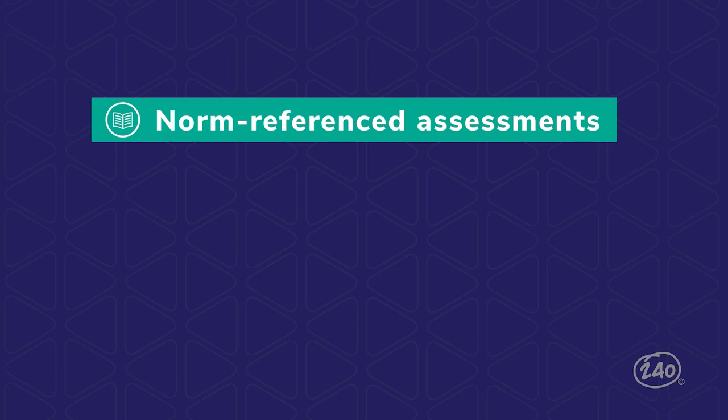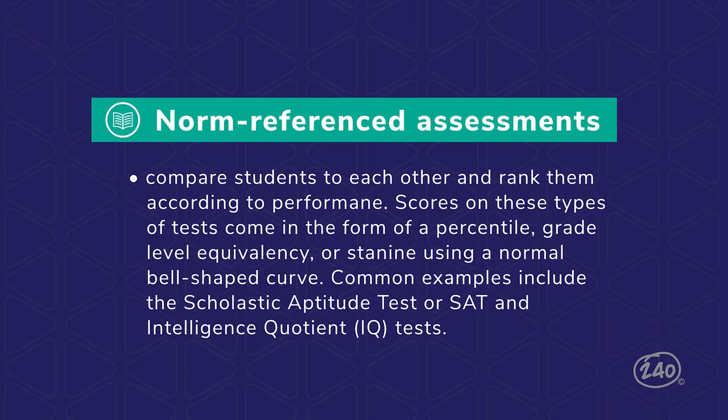Norm-referenced assessments compare students to each other and rank them according to performance. Scores on these types of tests come in the form of a percentile, grade-level equivalency, or stanine, using a normal bell-shaped curve. Common examples include the SAT test or IQ test. In other words, criterion-referenced assessment looks at how students perform against a set criteria. Norm-referenced assessment looks at how students perform against the normal curve.